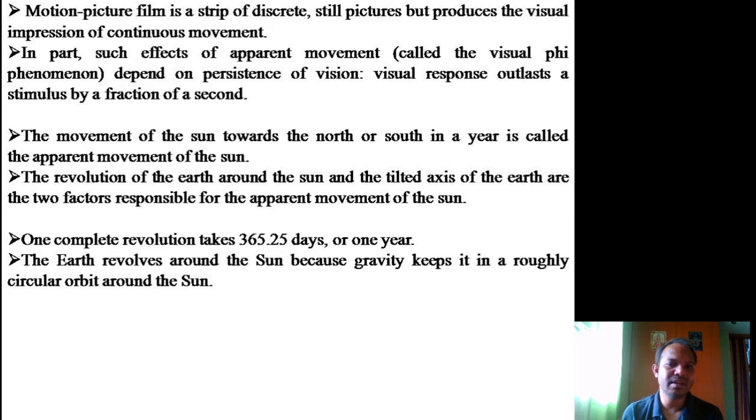The earth revolves around the sun because gravity keeps it in a roughly circular orbit around the sun. To be frank, actually the earth revolving around the sun is not exactly circular. It is elliptical in shape.